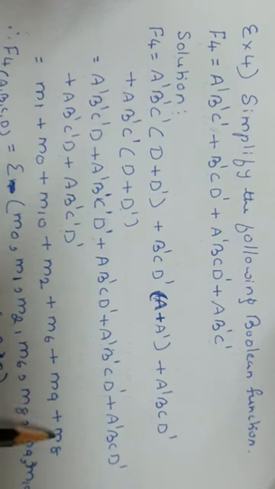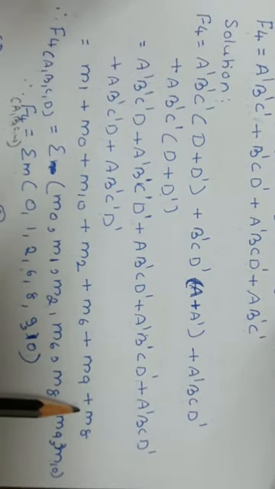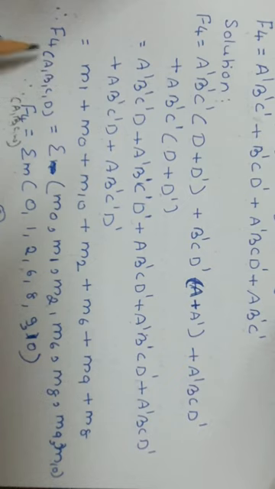Now, these are the minterms. Now, from the given expression, we have arrived at this. Okay. So F4 of ABCD is equal to sigma of these minterms: M0, M1, M2, M6, M8, M9, M10.